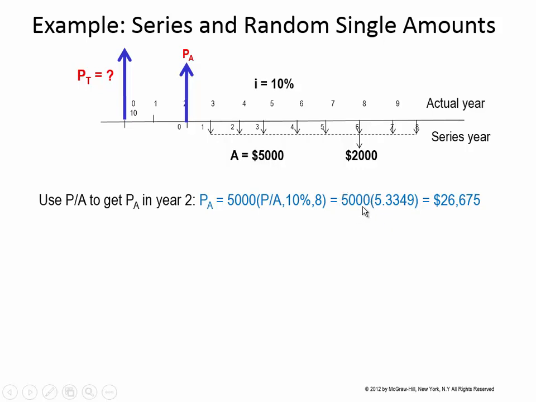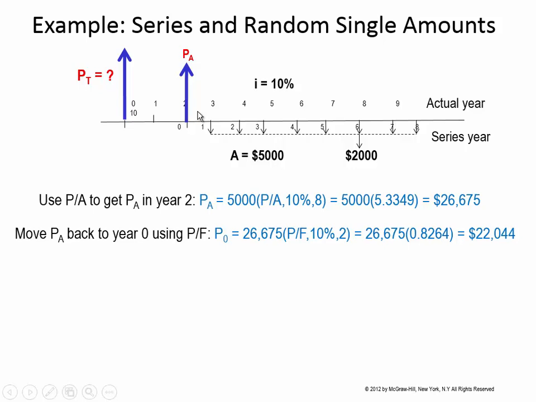Multiply that by the annual amount. So this 26,275 is in year 0. And we need to shift it another 2 years to get it to, well, it's in year 0 from the perspective of here. But in reality, the actual year is year 2. So then that's when we do this last step, is moving it from actual year 2 to actual year 0.